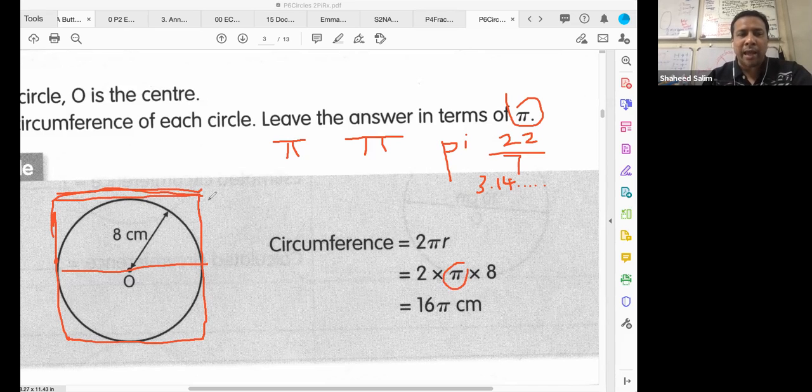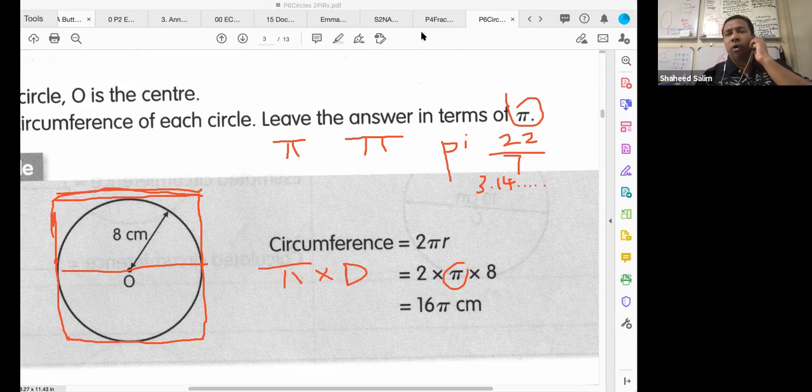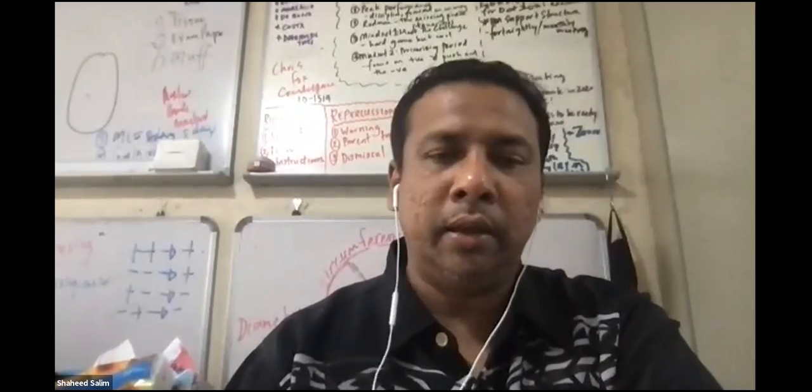Now I give you another formula for circumference: pi times d. It means you take the diameter, don't times 4. You times 4, you get the perimeter of a square. You times by this number pi here, you get your circumference. So we are now going to move on to that. I'm going to show you that, okay?